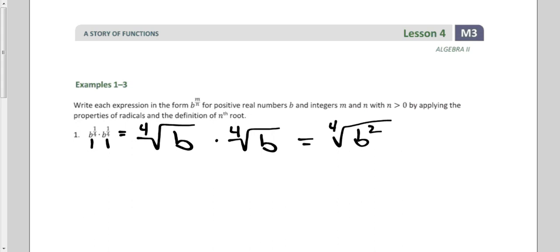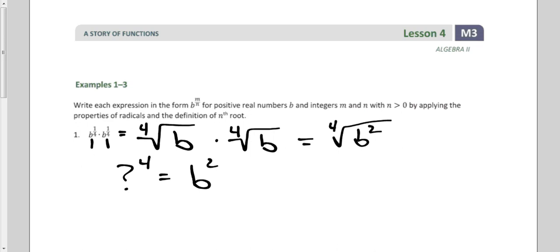I'm not doing a good job of explaining this at all, am I? I'm finding the number, I'm calling it the question mark, that when I take it to the 4th power, I get b squared. That's what I'm trying to do, right?